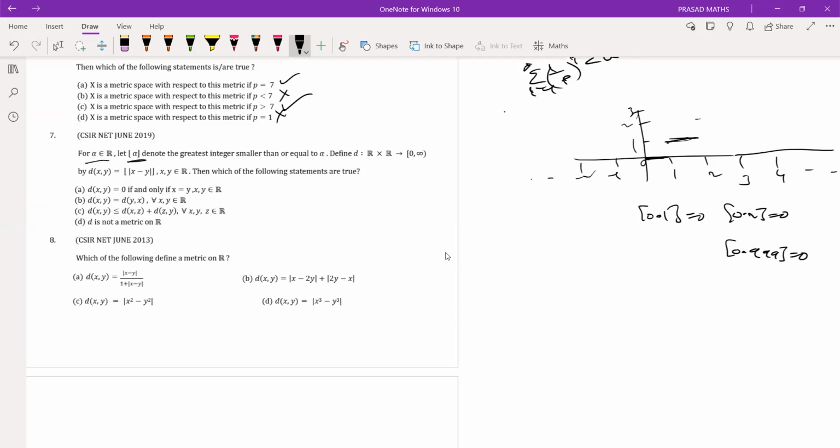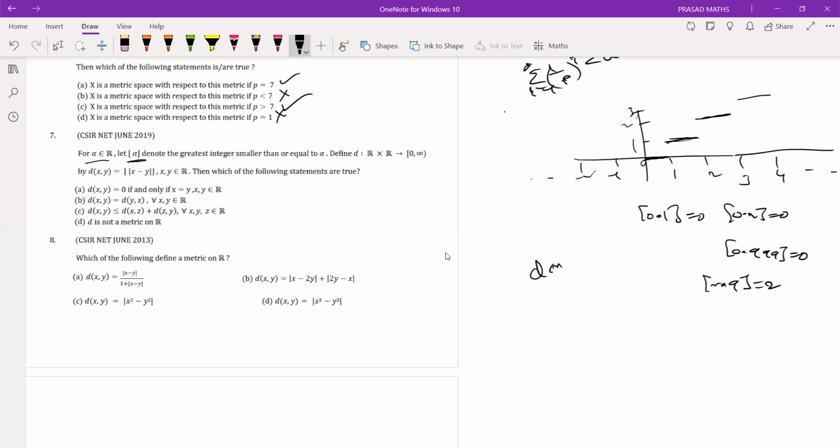2 to 3 is nothing but what? Suppose you take 2.9, what do you get? 2, right? 3 to 4 is always 3. So it is like a step function, right? You know that. Is it clear? Yes, sir.